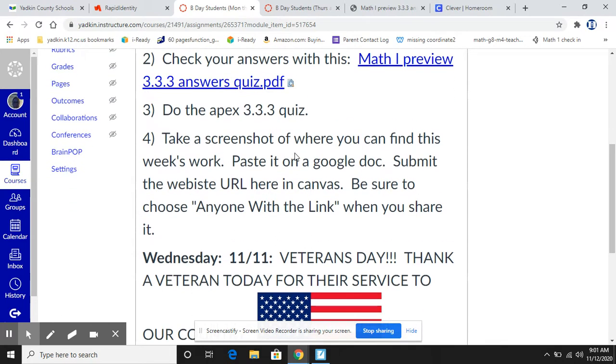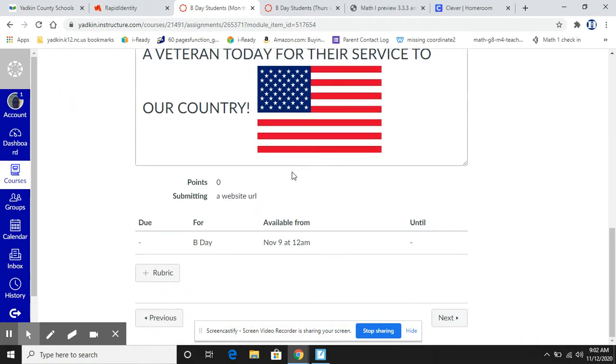Also, take a screenshot of where you can find this week's work. Paste it on a Google Doc. Submit it on Canvas right here on this page. This is just so I know that you know where you need to look every day for your work. Because I still have people saying, I'm not going to be here, please send the work. Well, the work's already there every day for you. So I just want to make sure you know that.